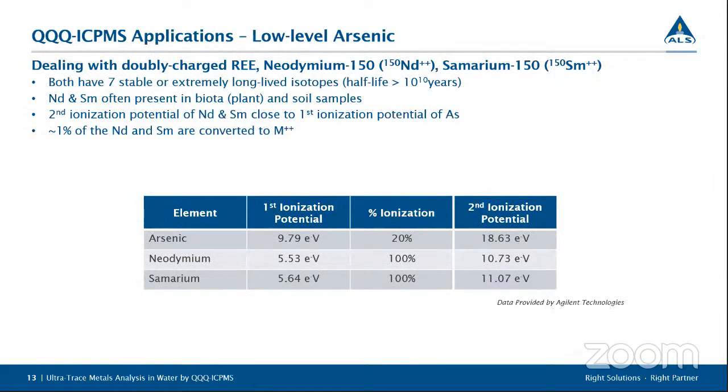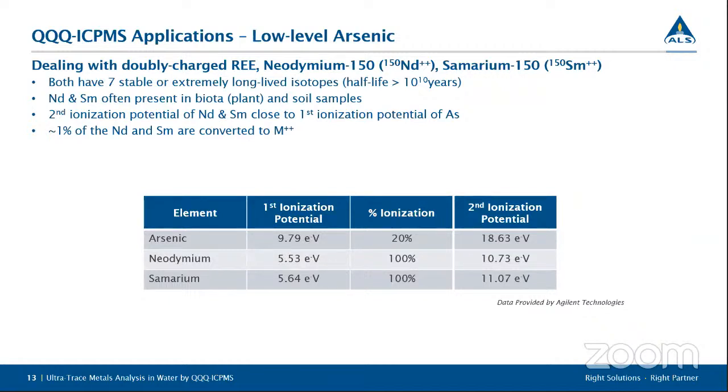So when we're talking about rare earth elements with respect to arsenic, we are referring to neodymium and samarium. Both have several stable, extremely long-lived isotopes, but the only ones that are a concern for arsenic are the two at mass 150. So that's double the mass of arsenic. Neodymium and samarium are often found in plant and soil samples.